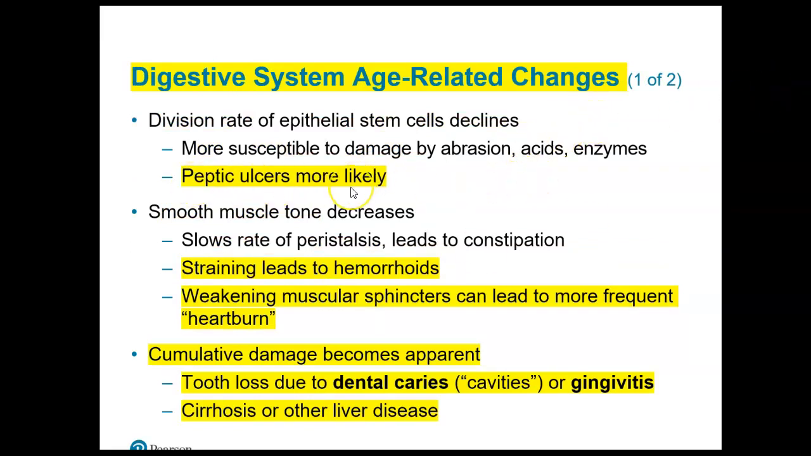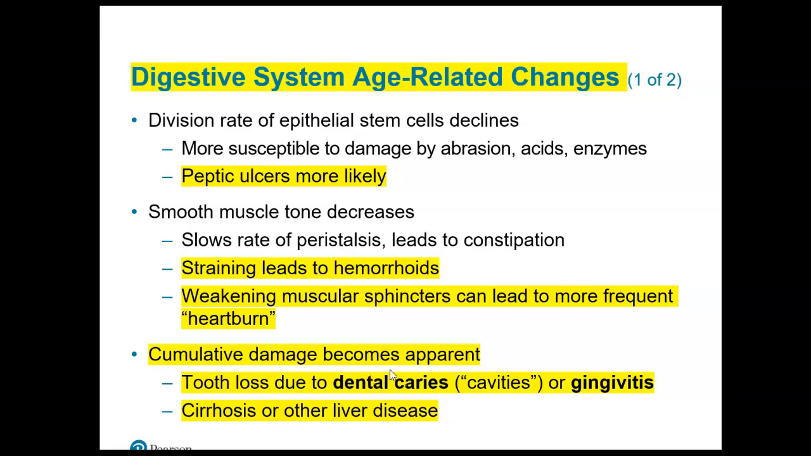Age-related changes. All right, you're more likely to get peptic ulcers, more likely to get hemorrhoids, because older people tend to be constipated, so straining leads to hemorrhoids. They are more likely to have heartburn due to the weakening of the lower esophageal sphincter or cardiac sphincter. Other things that can weaken that sphincter, by the way, and cause heartburn are caffeine and smoking. People who smoke and drink a lot of caffeine might have heartburn associated with that.